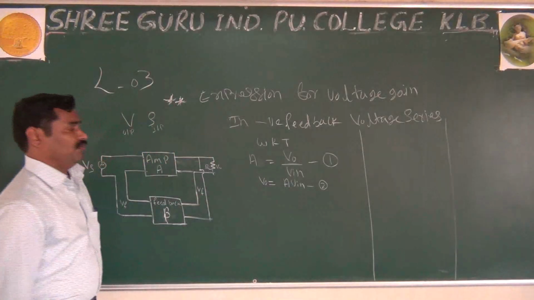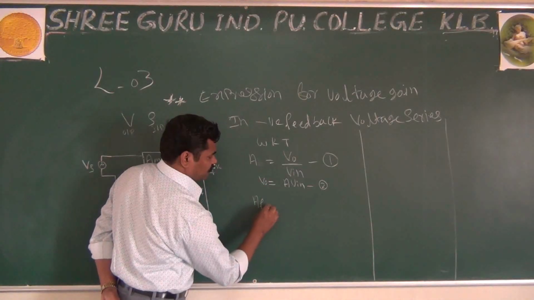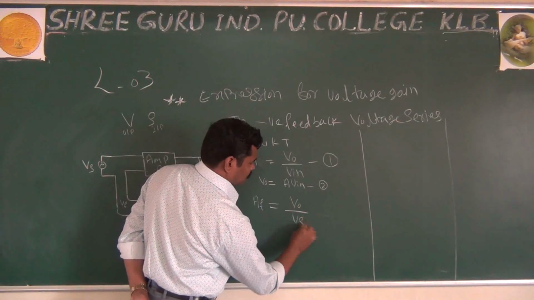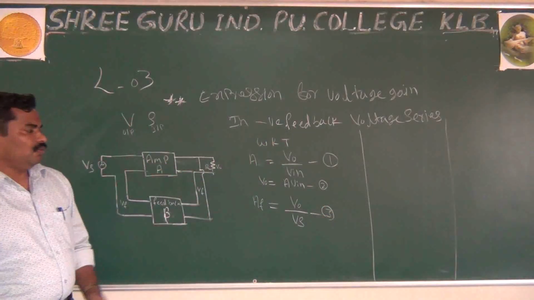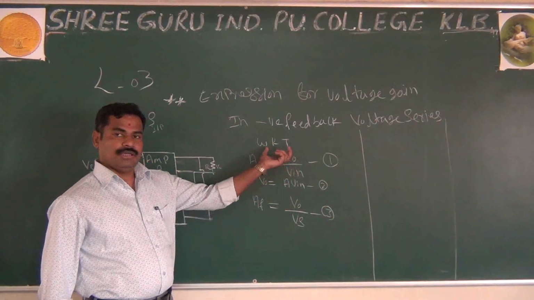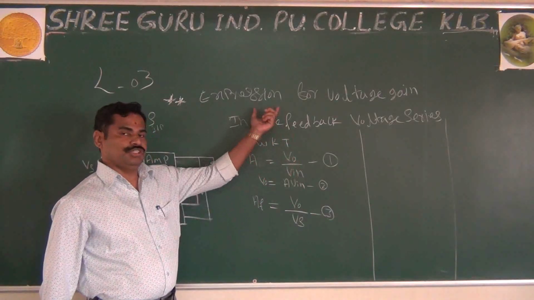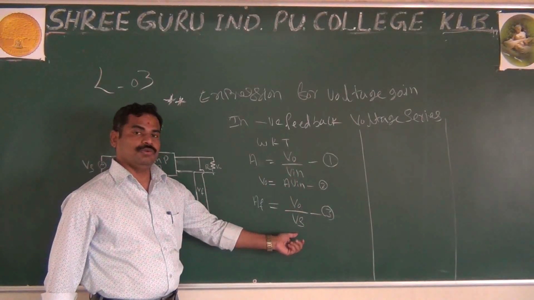And the gain with feedback, that is nothing but AF equal to V0 by Vs. This is equation number 3. Gain with feedback, gain without feedback, V0 by Vi, output voltage to input voltage. We are going for the voltage gain, output voltage to the input voltage.